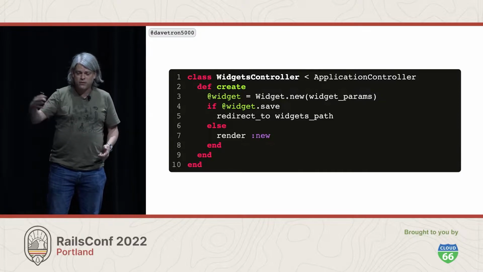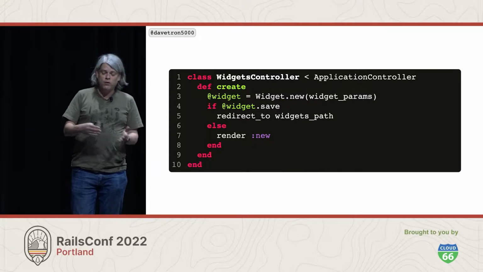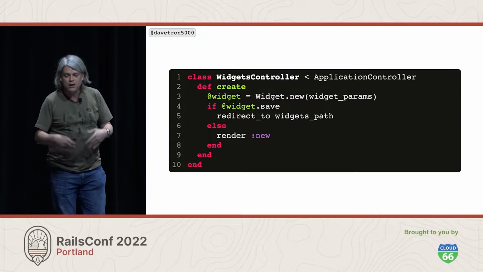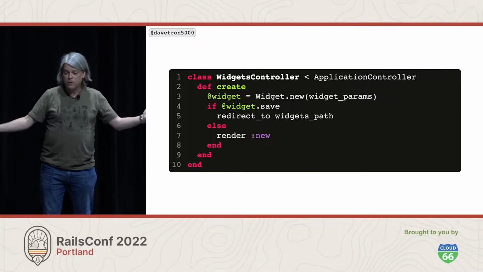We go to the widgets path. Cool. Validations fail, it won't write to the database, returns false, we re-render new, and there's some errors on the widget that populate the template, and the user can fix whatever they did wrong.